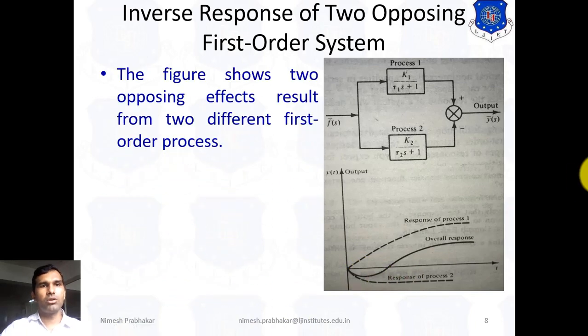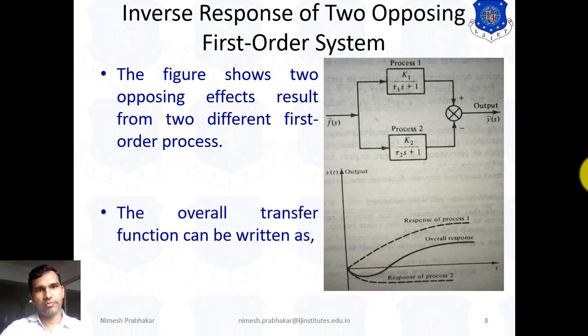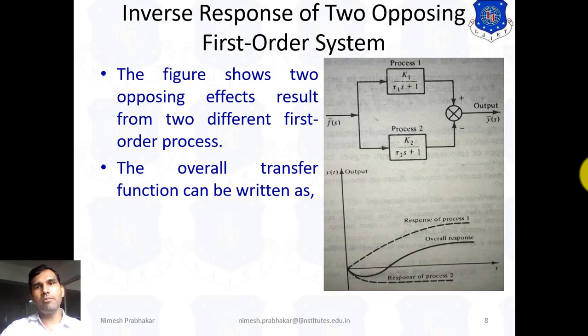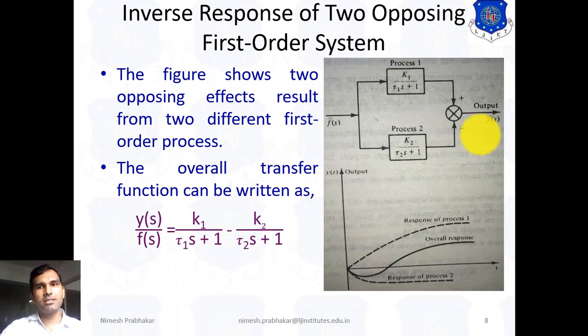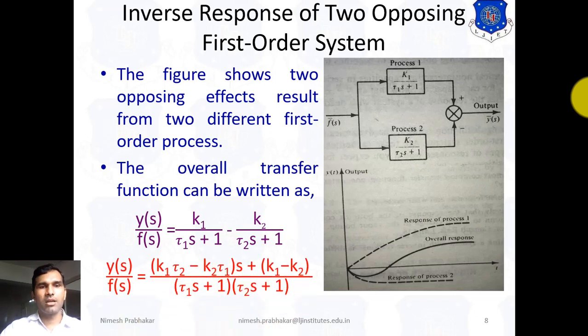So the figure shows two opposing effects resulting from two different first order processes. The overall transfer function can be written as Y(s)/F(s) equals the summation of these two processes: K1/(tau1 s plus 1), and here the minus sign, so that's why it is minus K2/(tau2 s plus 1). By simplification we can write this equation as (K1 tau2 minus K2 tau1)s plus (K1 minus K2), over (tau1 s plus 1)(tau2 s plus 1).